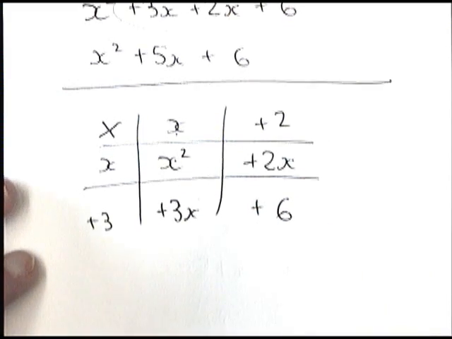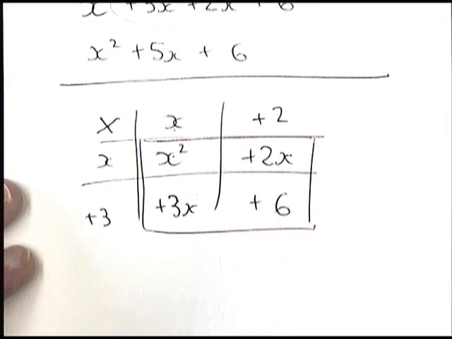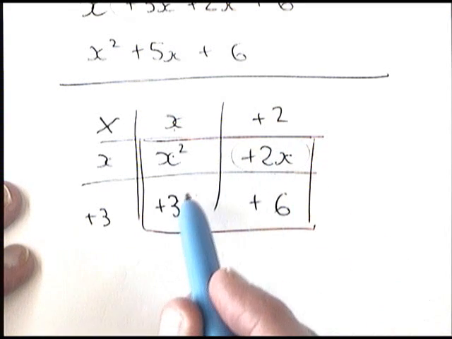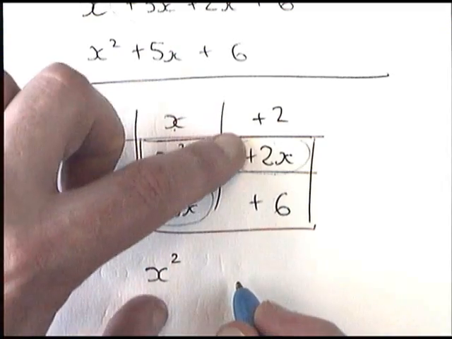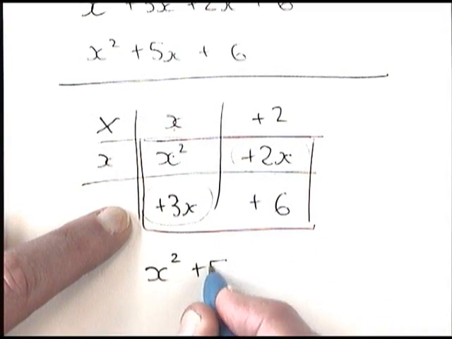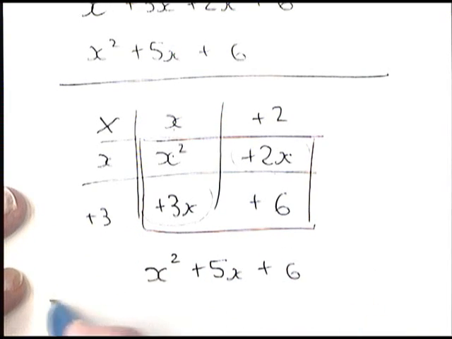Then everything inside my table, so everything in this box, is my answer. Now some of the bits I can combine together. The plus 2x and the plus 3x make plus 5x. So my answer is that x squared, those two bits join together to make plus 5x, and that plus 6.